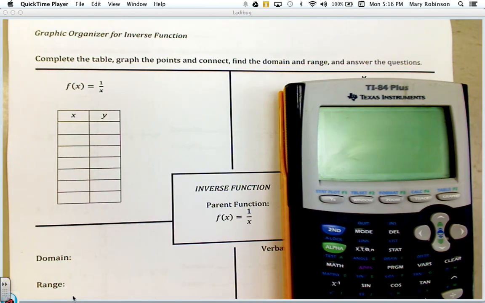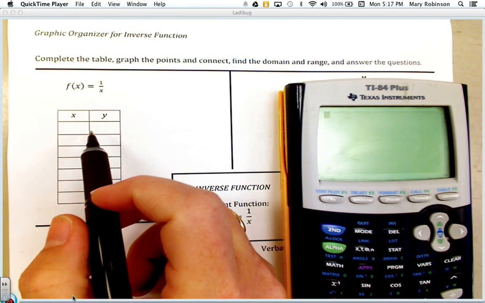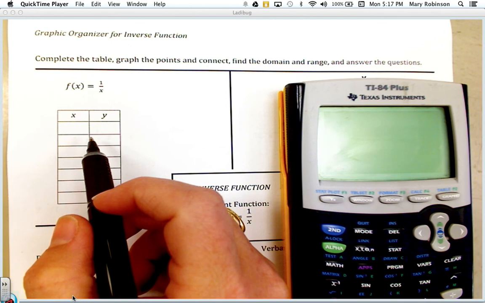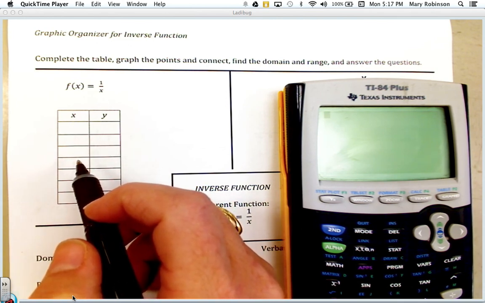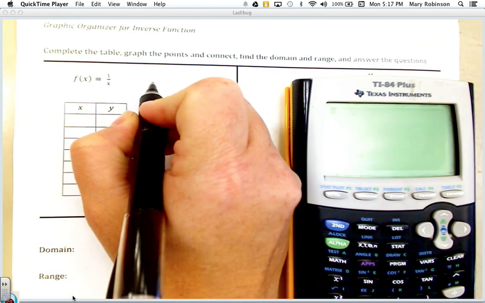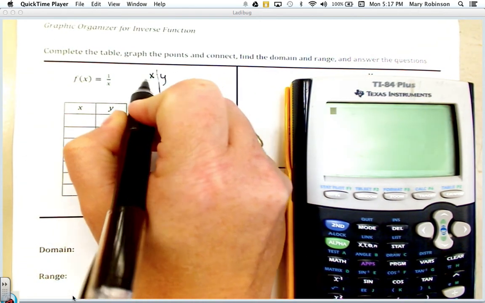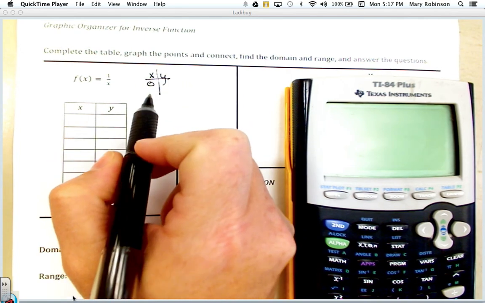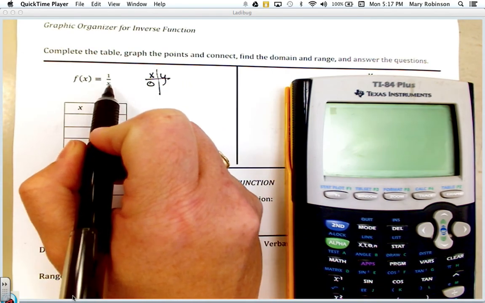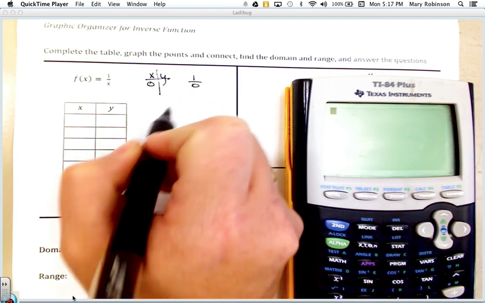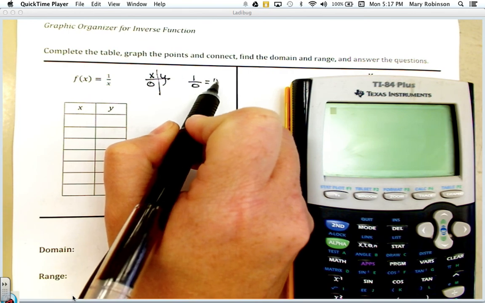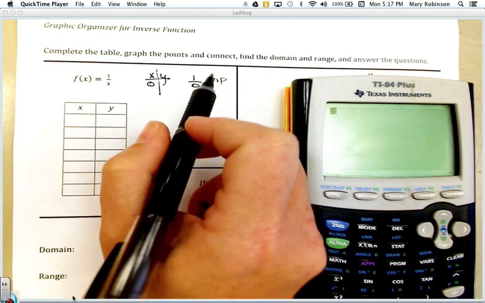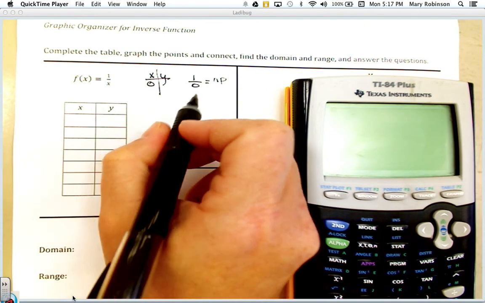To get started, we'll think about 1 over x and what possible values we could have. For the other functions, we've been using the point 0, 0 and testing that out. So let's consider that. If we create a table of values and let our input value be 0, then we would substitute and have 1 over 0. Hopefully you remember that division by 0 is not possible. I'll put up here NP for not possible, so we can't let 0, 0 be a point on our graph.